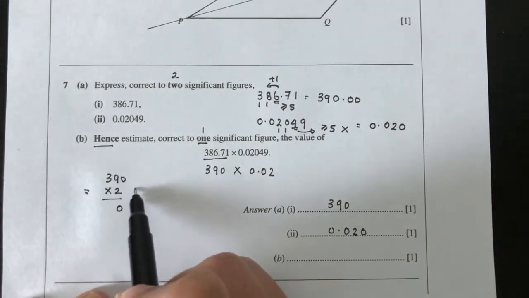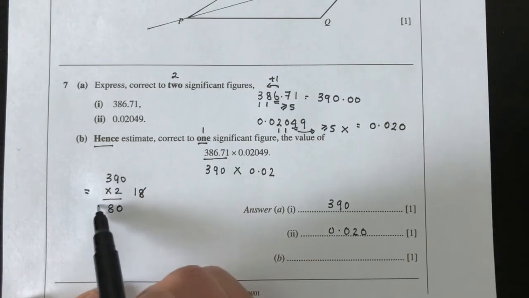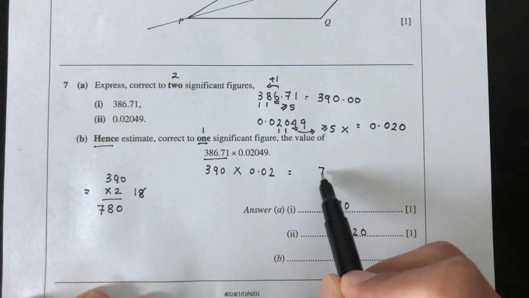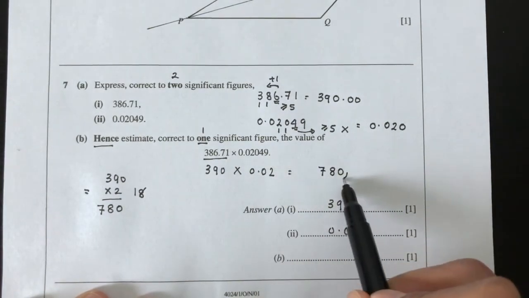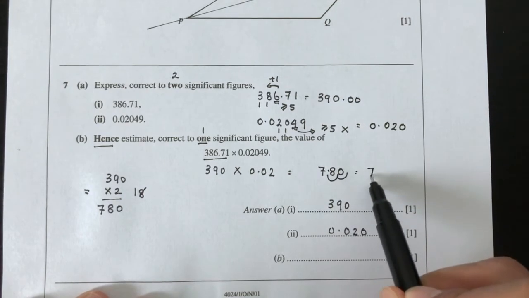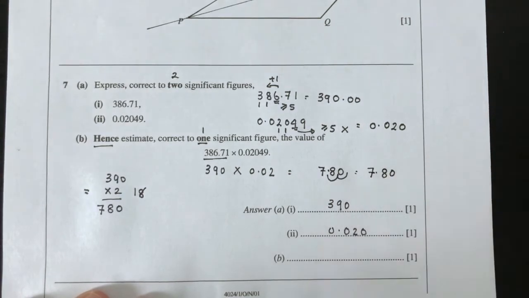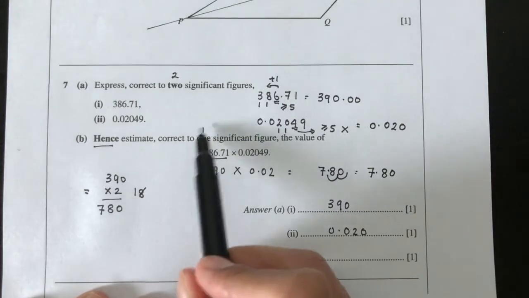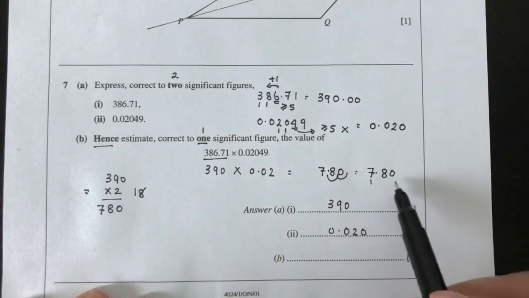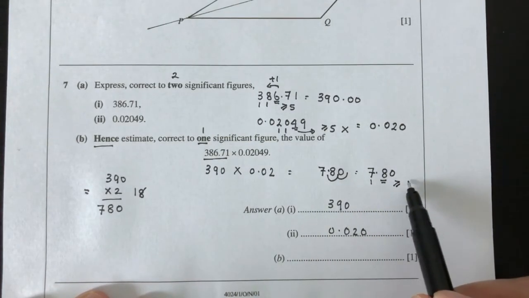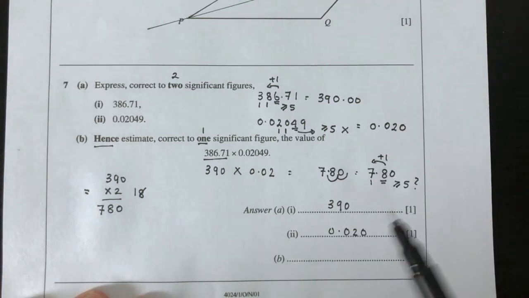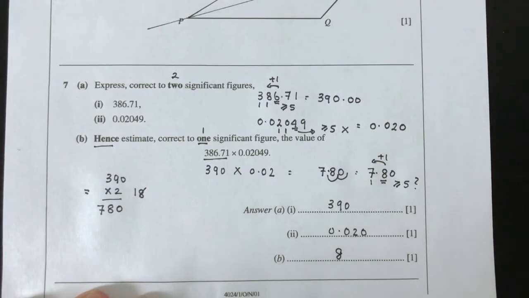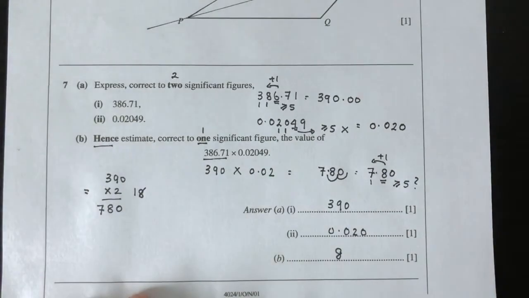That will be 0, 18, 7. That will be 780, right? And now we have two decimal places, so we have to move 1, 2. So your answer will be 7.80. But now, of course, your answer has to be correct to 1SF. So we'll leave the first one by itself. You ask yourself if this number is more or equal to 5. If it is, we have to add 1 to the beginning. So it will become 8 for your answer, correct to 1SF. So that will be your question number 7.